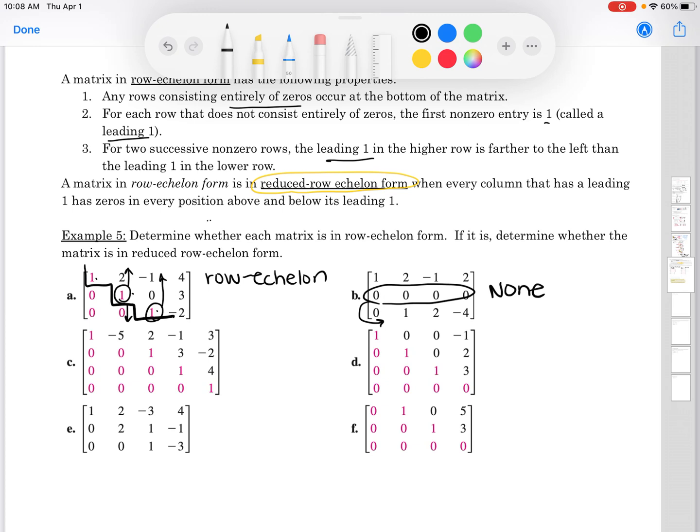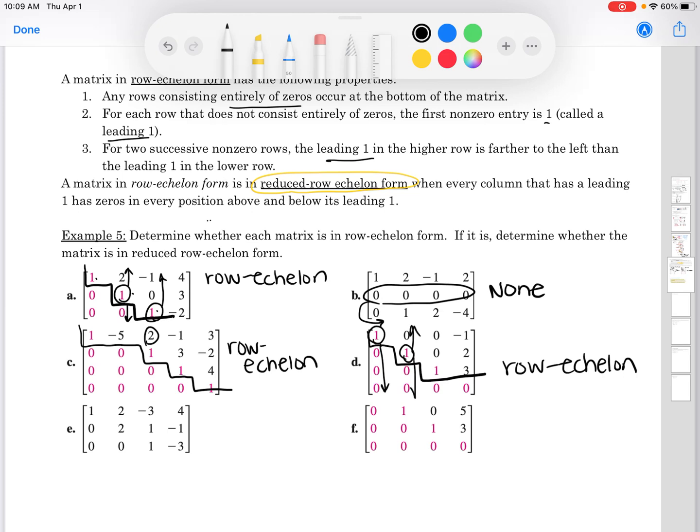It's none of these. All right, and C, we do technically have that stair-step pattern, even though we don't have a 1 in that first column, we do have a stair-step pattern here. So this is a row echelon form. It's not reduced, though, because we have that number above the 1. Let's look at D. We have the stairs, perfect. It is row echelon form. The question is, is it also reduced? Well, with this one, everything is 0. With this one, 0, 0, good. With this one, zeros and zeros, yeah, this is absolutely reduced row echelon form.